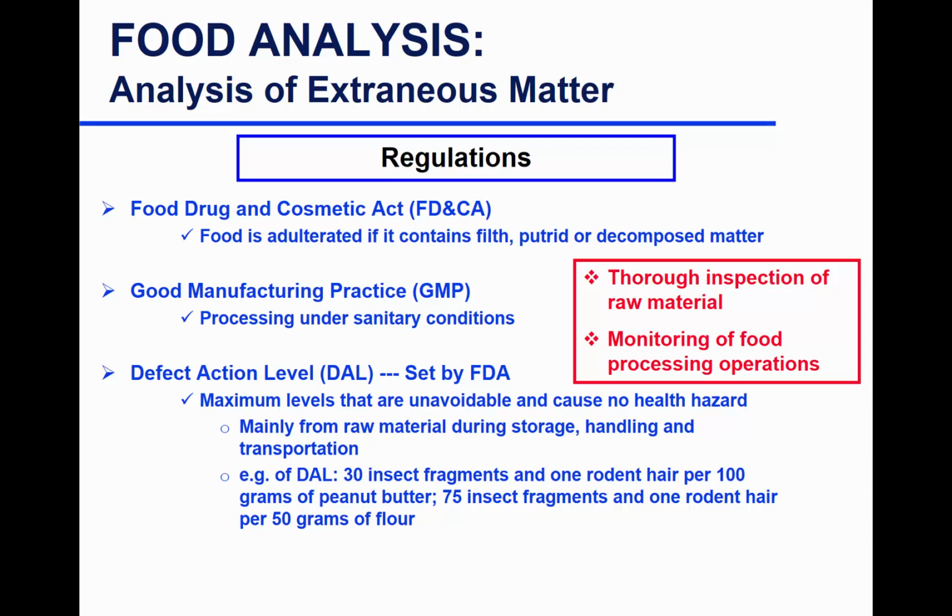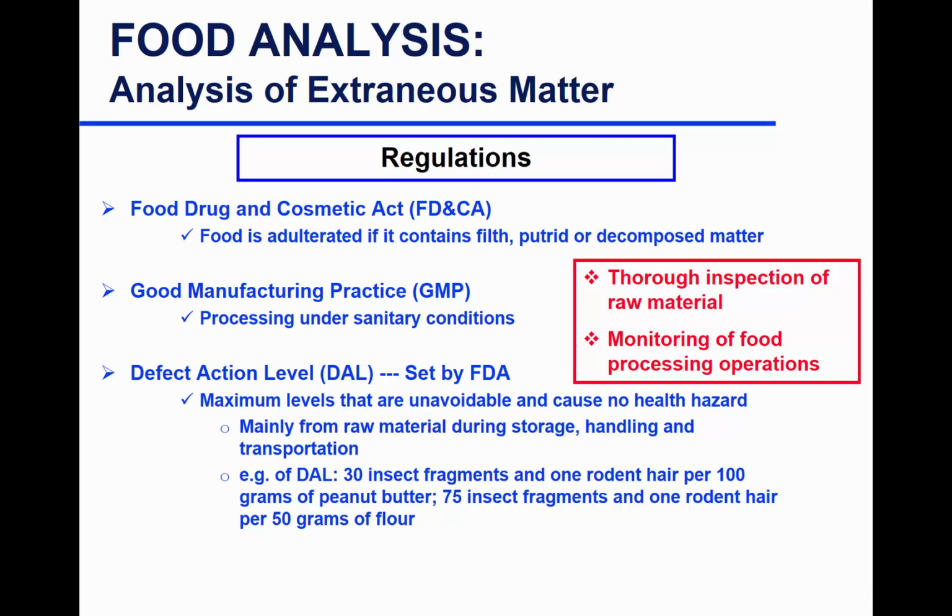So if you did a project, for example, and one of your ingredients was flour, something that you really have to check as quality in the flour is the content of extraneous matter. For example, it is allowable to have 75 insect fragments and 1 rodent hair per 50 grams of flour. So in 50 grams of flour, you are consuming about 75 insect fragments and at least 1 rodent hair. So think about it as proteins. So it's really good for you.